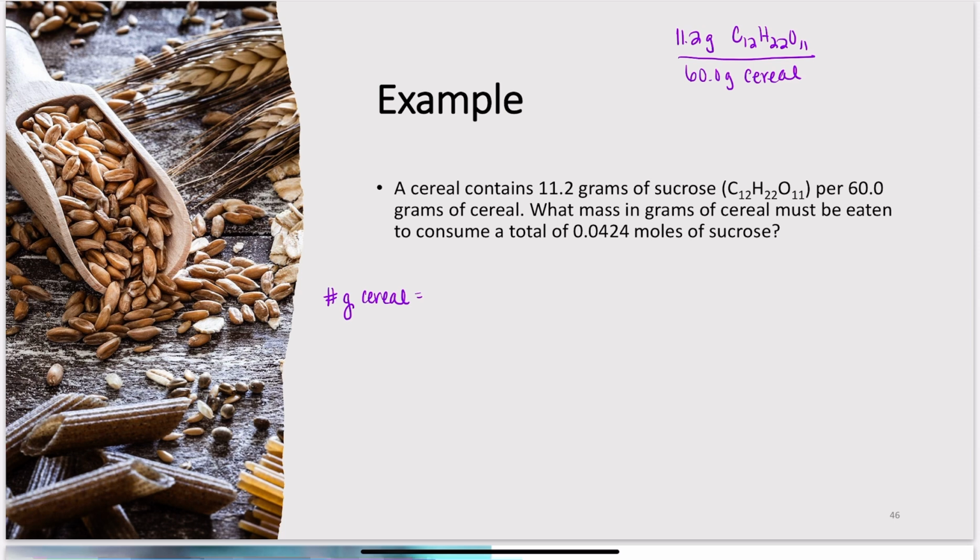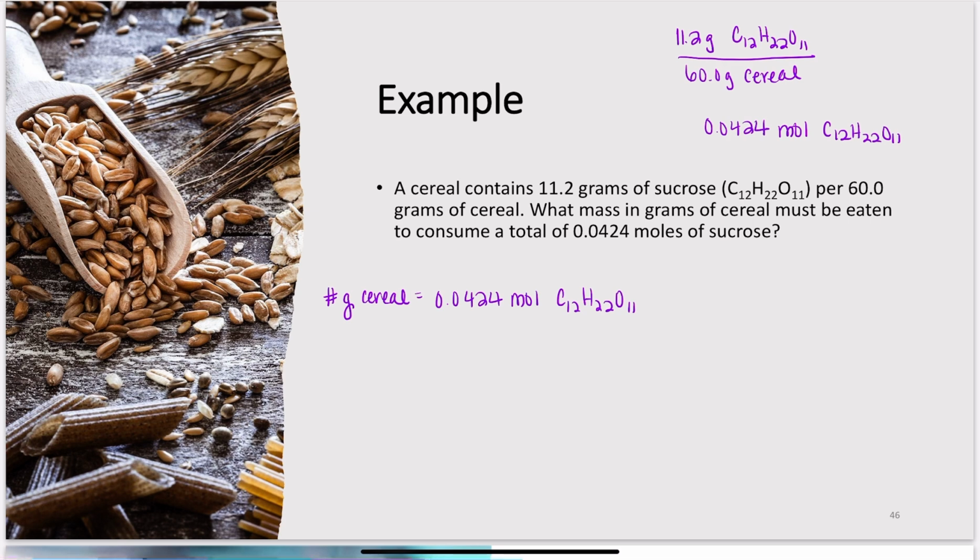I wanted a number of grams of cereal. I got that. And I've got a total of 0.0424 moles C12H22O11. Truthfully, you can start with whatever you like. I like starting with a number that's by itself, not a conversion. You could start with the 11.2 grams of sucrose to 60 grams of cereal. I don't care. But I'm going to start with 0.0424 moles of the sucrose because I just like starting with numbers that are by themselves.